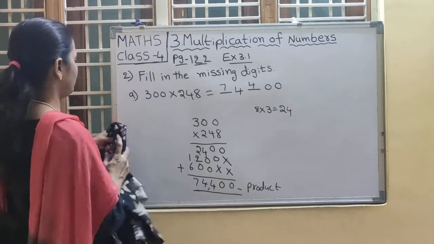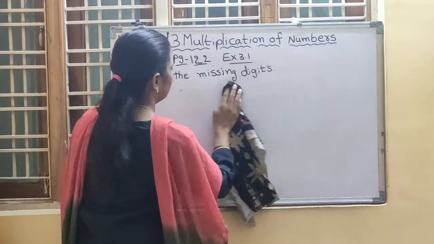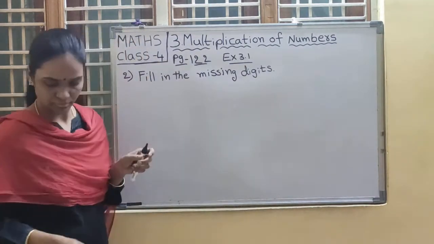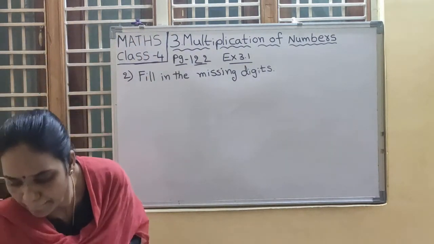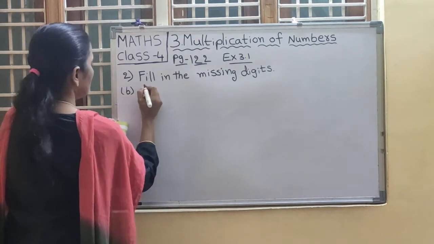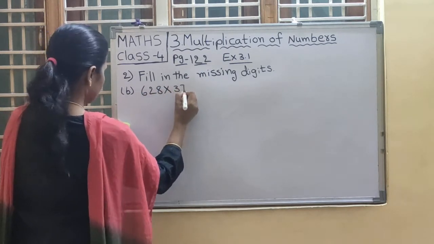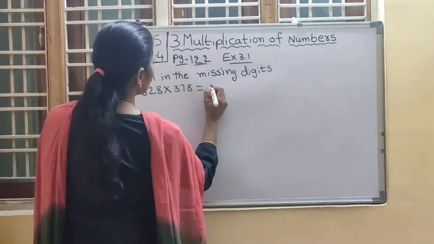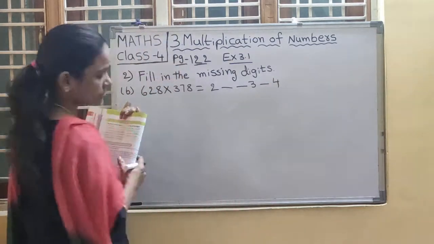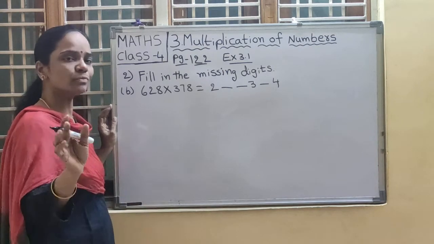Next, I want to take the second bit. 628 into 378 is equal to 2 dash dash 3 dash 4. Okay, children, shall we do this one? Everyone along with me, do it in your books. Come on.